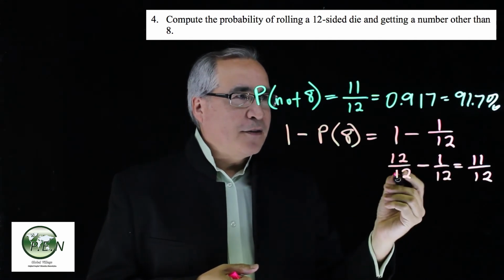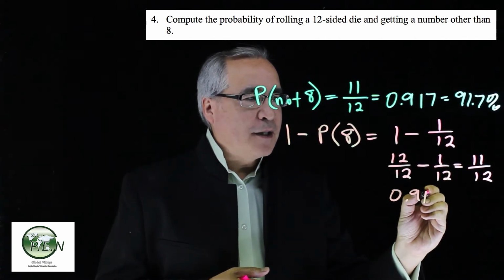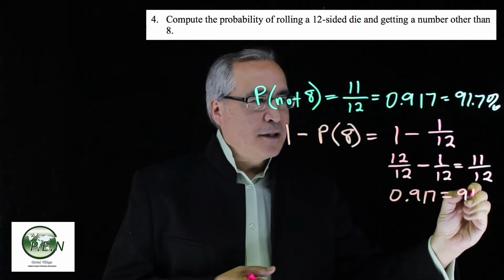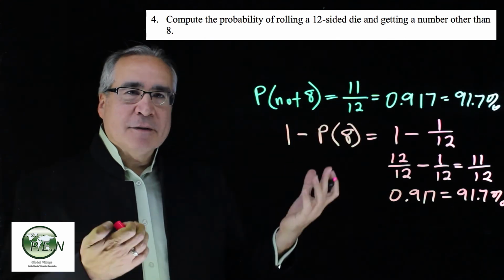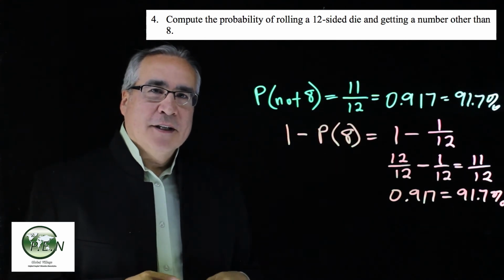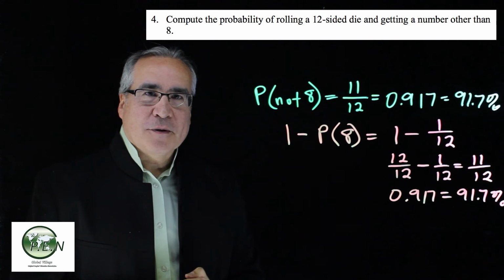So again, 11 twelfths, which is also 0.917. Turn it to a decimal, 91.7%. Same answer, different methods for arriving at it depending upon how you think of the problem. That's probability for question number 4.